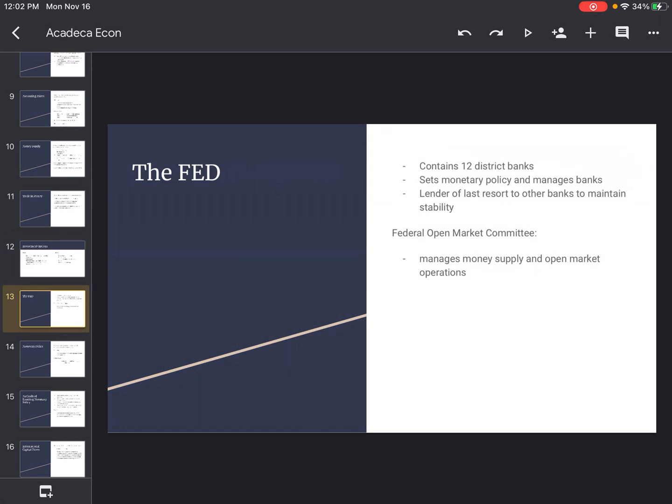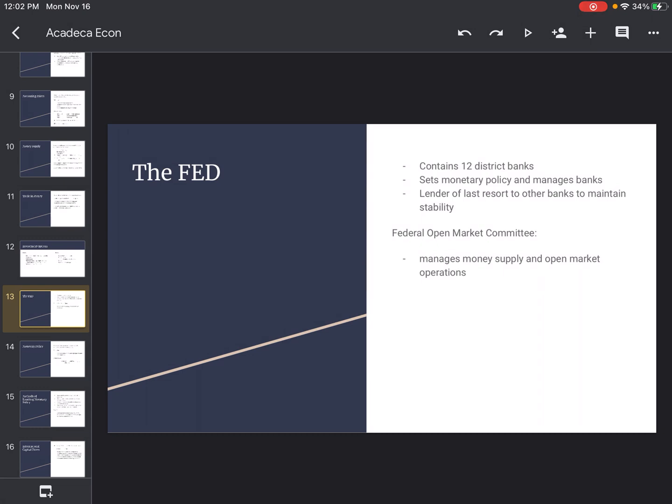Okay, the Fed, the Federal Reserve, is the United States Central Bank. It contains 12 district banks, and it sets monetary policy and manages banks. And it is the lender of last resort to other banks to maintain stability, to ensure that the entire U.S. economy doesn't collapse because all the banks failed. It's really a last defense, and it's like the be-all, end-all of banks.